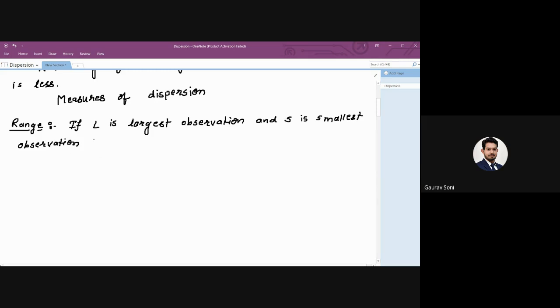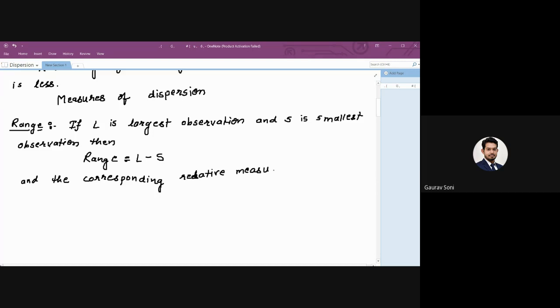Then the range is equal to L minus S. And the corresponding relative measure, so the coefficient of range, is equal to L minus S upon L plus S.